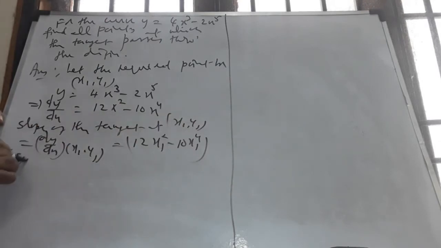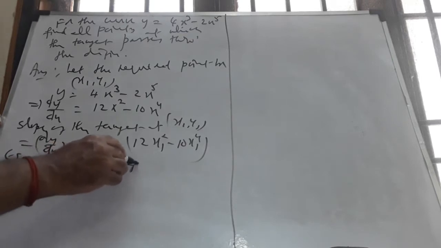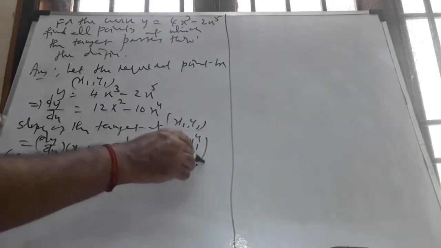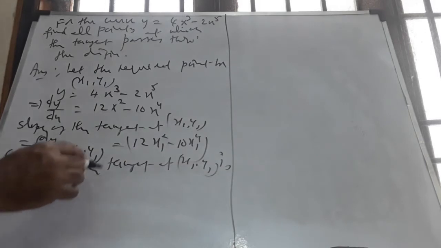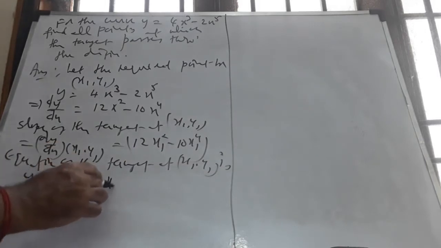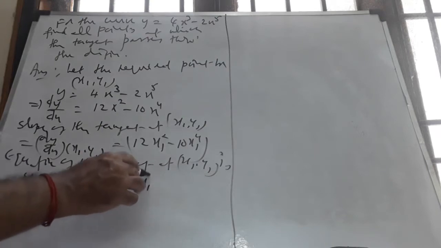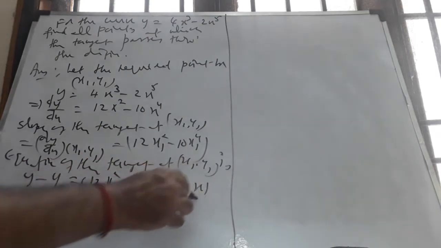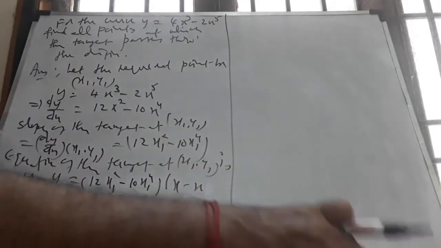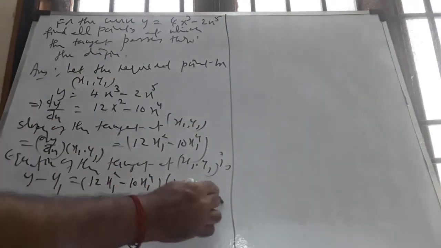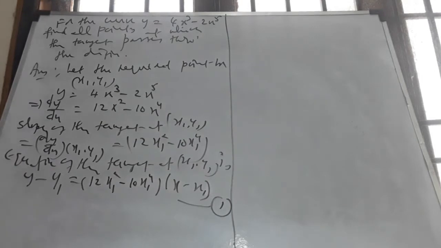Therefore, the equation of the tangent at (x1, y1) is y minus y1 is equal to 12x1 square minus 10x1 power 4 into x minus x1. Remember carefully, this is something like my slope m. Name this as 1. I'm going to use this further.